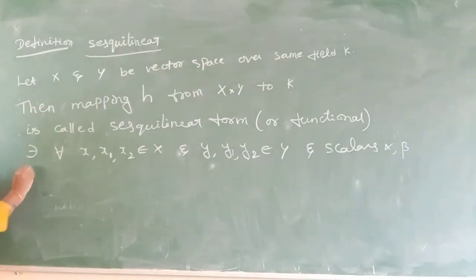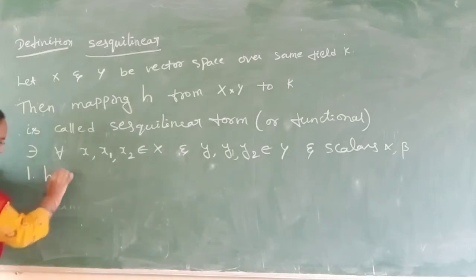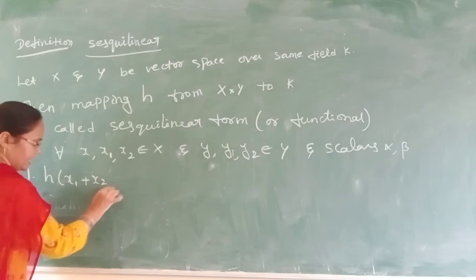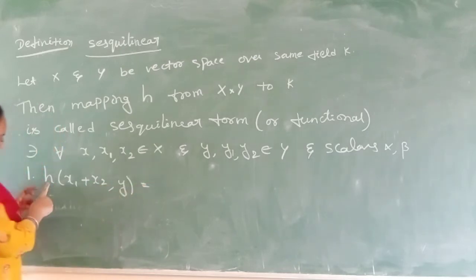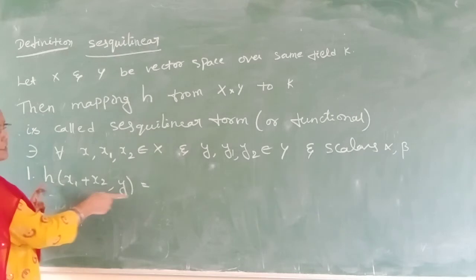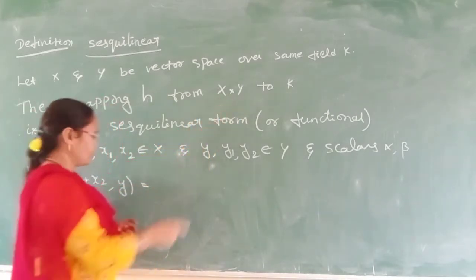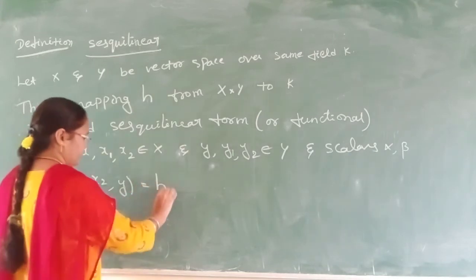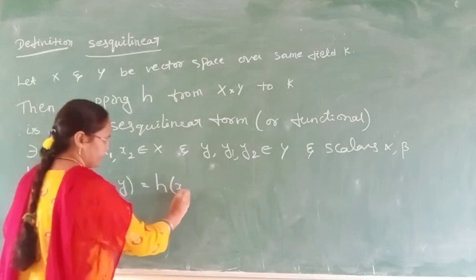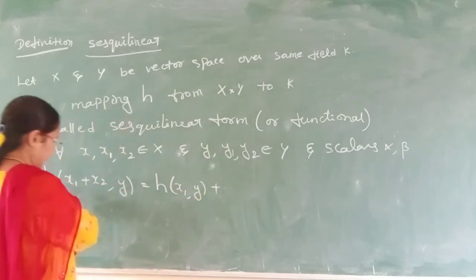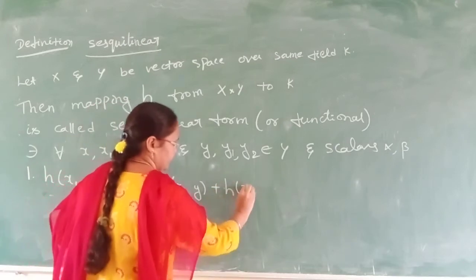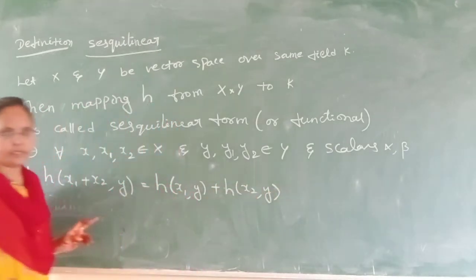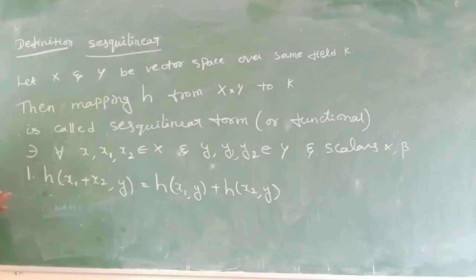See, what are the properties? The first one is H of x1 plus x2 comma y is equal to the mapping of domain elements. Here the domain is X into Y, so the ordered pair elements. So it can be written as H of x1 comma y plus H of x2 comma y. Sesquilinear first property.